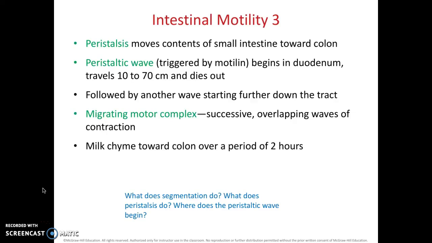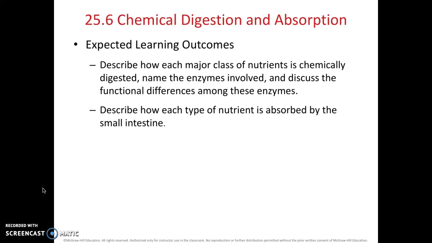We talked about peristalsis, and peristalsis is the wave-like movement of the contents of the small intestine towards the large intestine, and this can occur in motions like the peristaltic wave. And when multiple successive peristaltic waves overlap, this is called the migrating motor complex. So we'll end here.